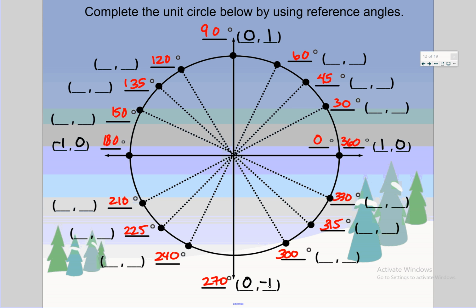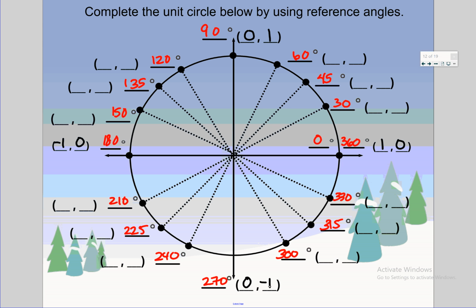Now, we're going to fill out 30, 45, and 60. The numbers that I'm giving you, I'm not pulling from nowhere. If you look at your notes from the beginning of 5-2, do you remember we did the 30, 60, 90 triangles and the 45, 45, 90 triangles, and we found all the trig functions? That's where these numbers are coming from. I know that the x coordinate is the cosine and the y coordinate is the sine. So for 30 degrees, the cosine gives me the x coordinate, and the sine gives me the y coordinate.